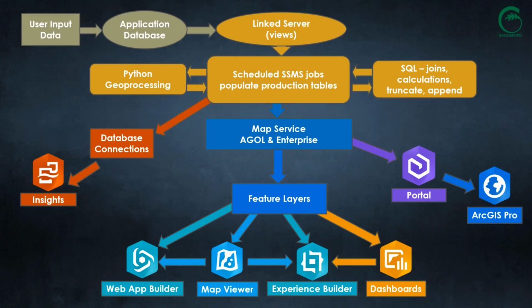You can't really see the bottom here, but we have dashboards, experience builder, web maps, and web app builder. And so from those feature layers, we populate all of our applications. Sometimes they go back and forth. You'll see an example of an experience builder that has 5 or 6 dashboards built in. And so we'll go right onto that.